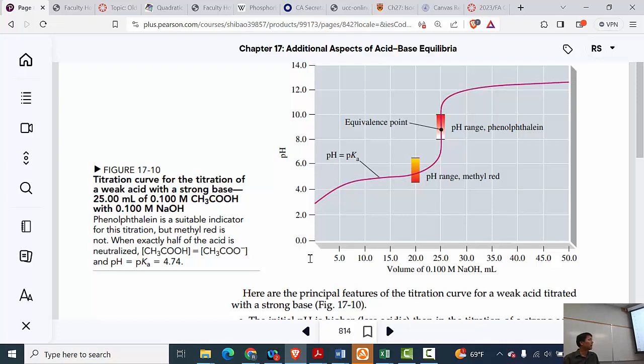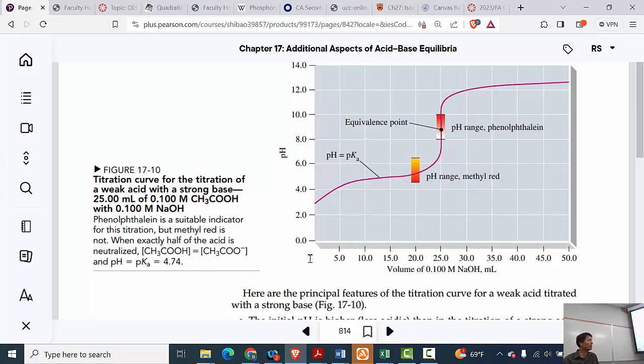Okay, then we're going to go in the excess base region. So let's pick a volume. That's 25. Where do you want to go? Should we go 1 drop past 25? 2 drops past 25? Half a milliliter? How significant is each drop? Well, let's try it. Let's go 1 drop. Let's say I overshot the titration by 1 drop. What would the pH be?